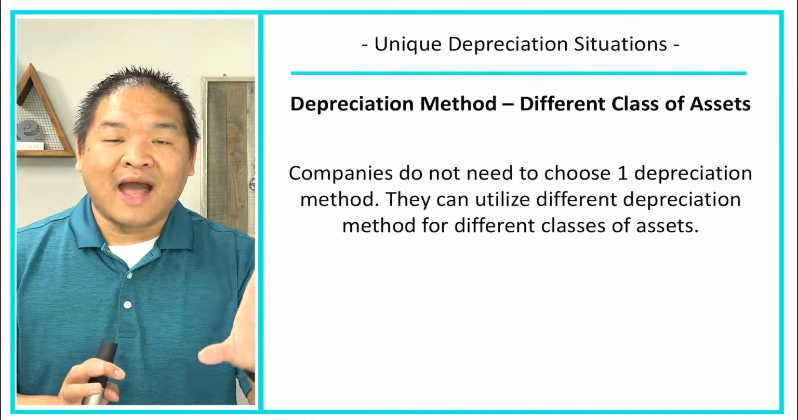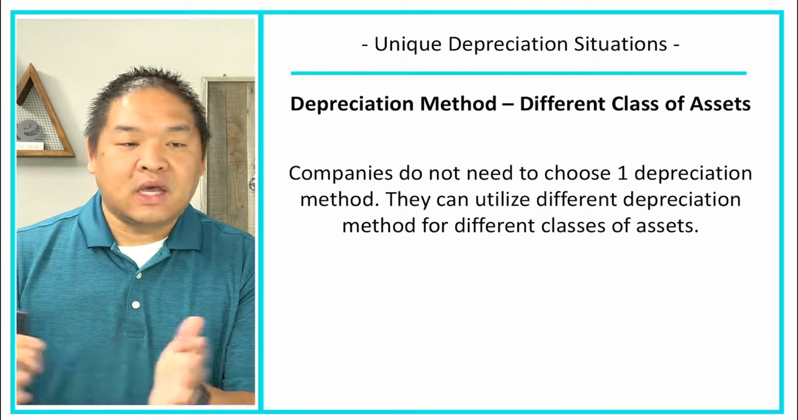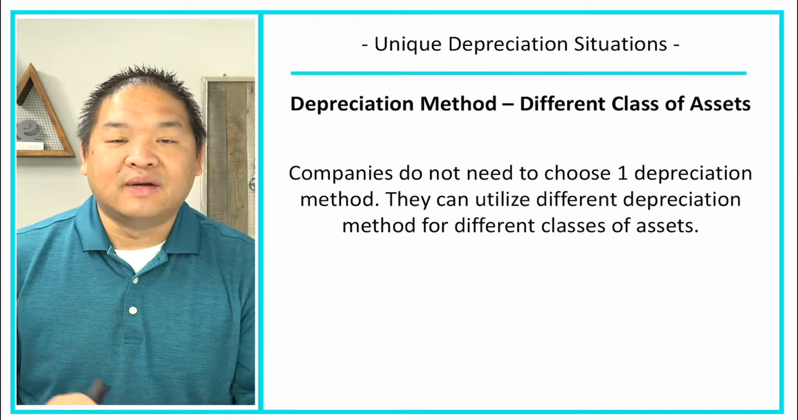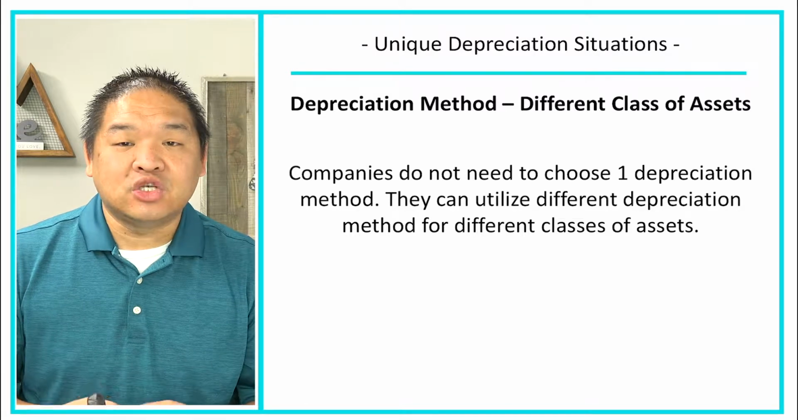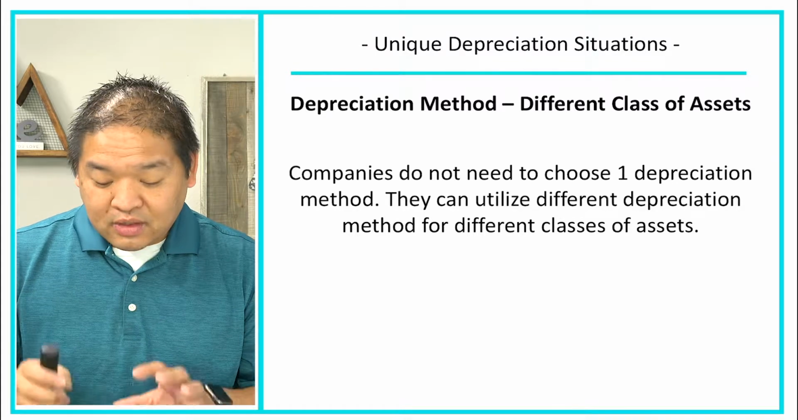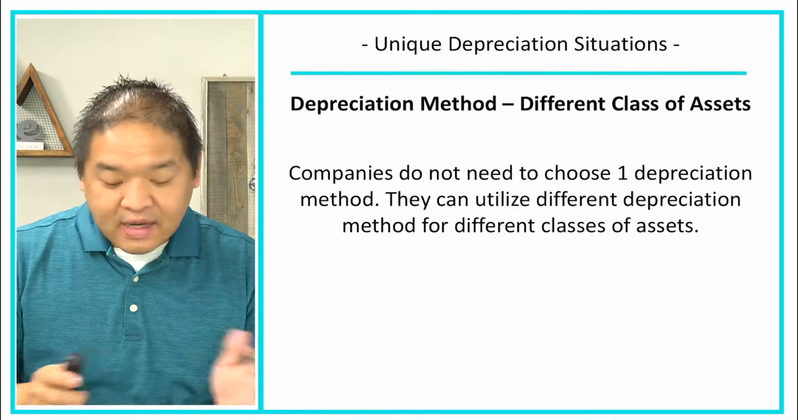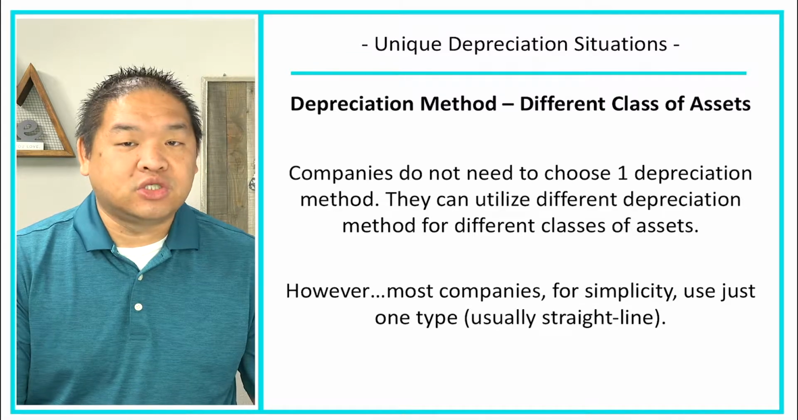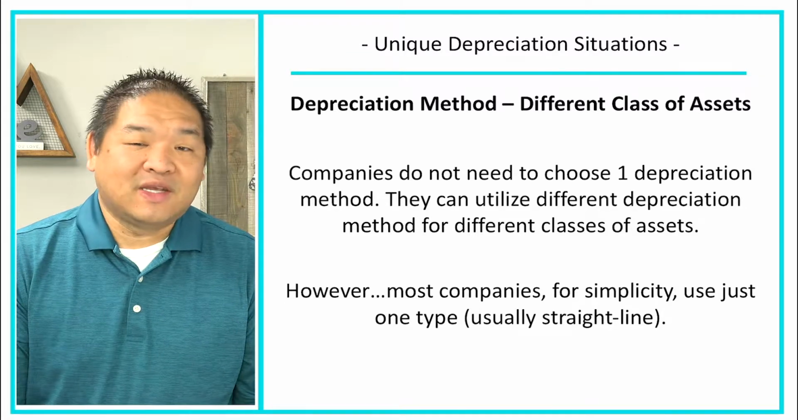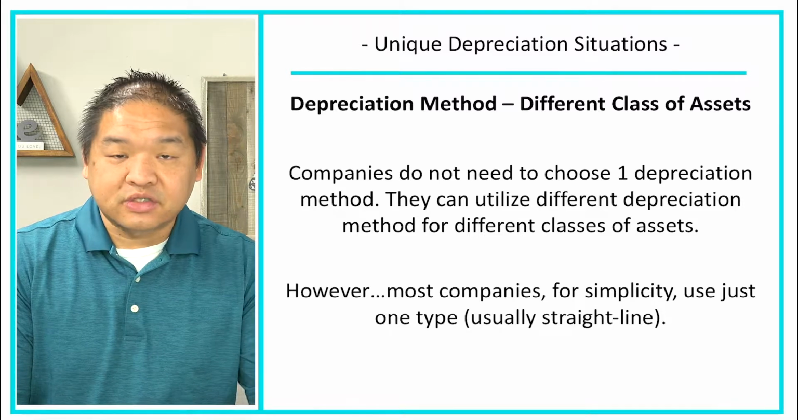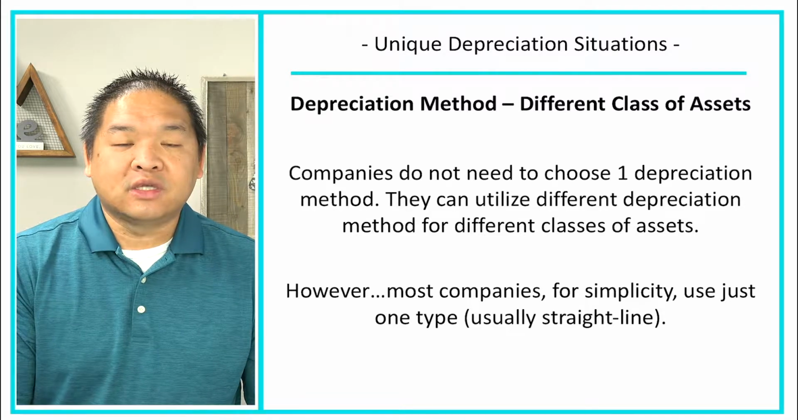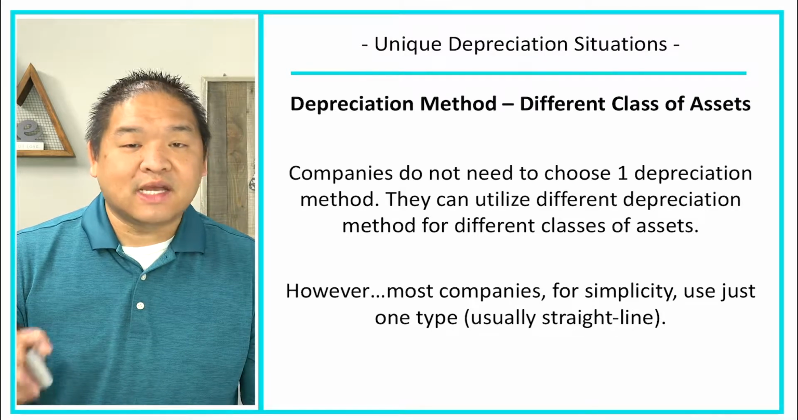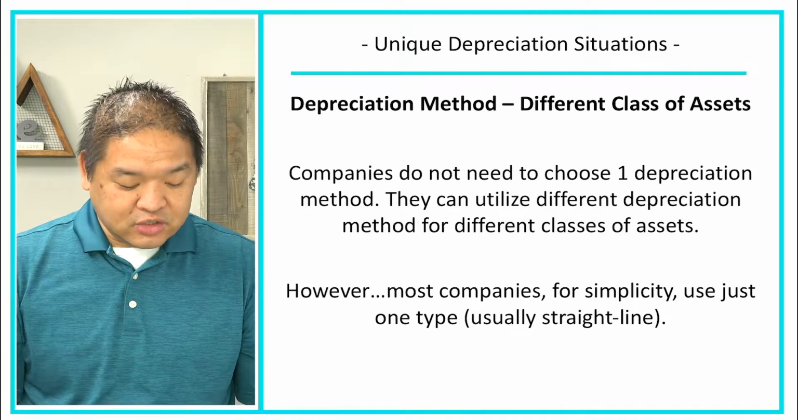Once chosen, that class of asset needs to stay that way. So just leave it as straight line forever, because you're going to have a consistency issue on your financial statements. You can have different methods, but you've got to be consistent. Most companies, for simplicity, will use one type like straight line, which is super easy for someone to understand, especially a new college grad who is doing all the depreciation calcs for a company. So again, you can use multiple depreciation methods as long as you keep it consistent from year to year.